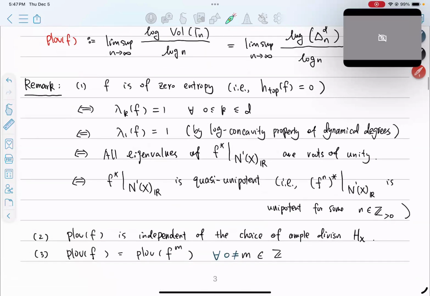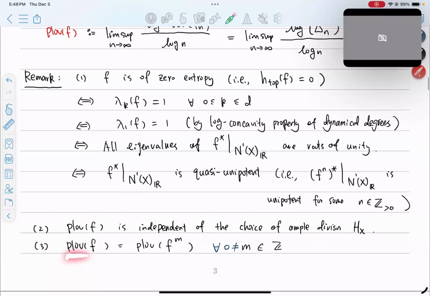On the other hand, you can check that Polov f, this invariant, is independent of the choice of the ample divisor. This is not hard to show. Moreover, Polov f is also equal to Polov of f to the m. No matter what power you iterate f to, Polov f doesn't change. It just measures a certain growth rate.